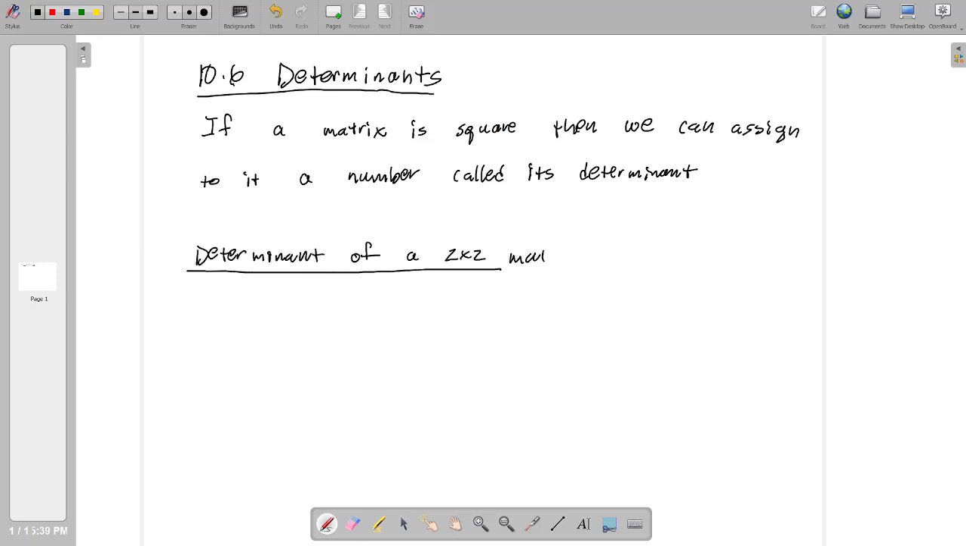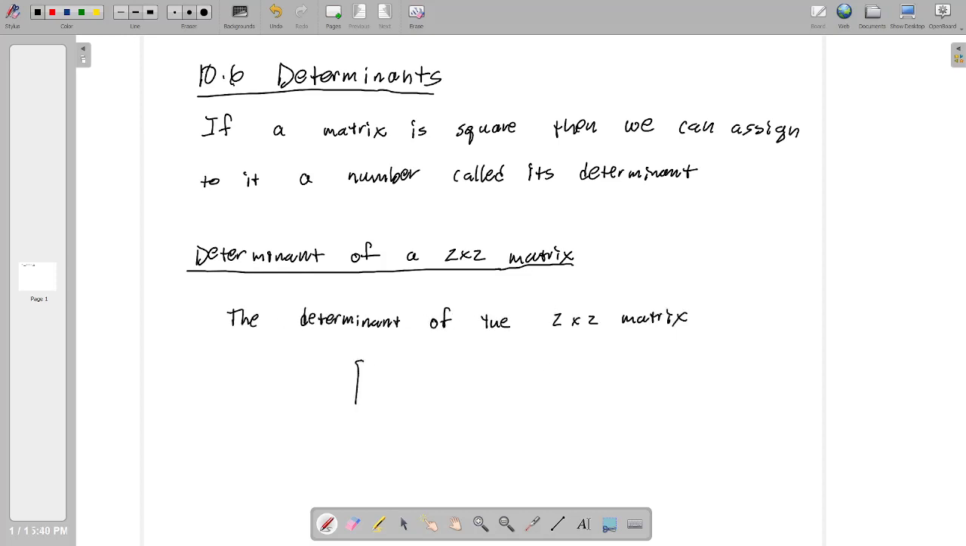Determinant of a 2x2 matrix. So there's a certain process that we do in order to find the determinant of a 2x2. We'll also use this process when we're looking for determinants of higher order matrices, n by n, but we need to start at the 2x2.